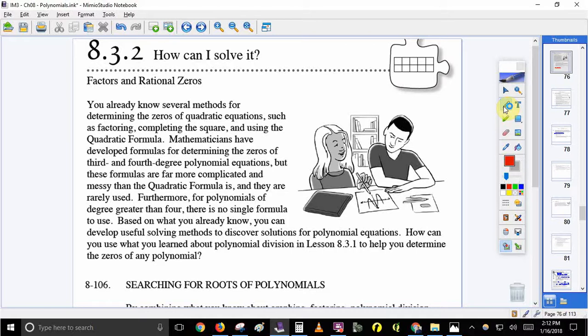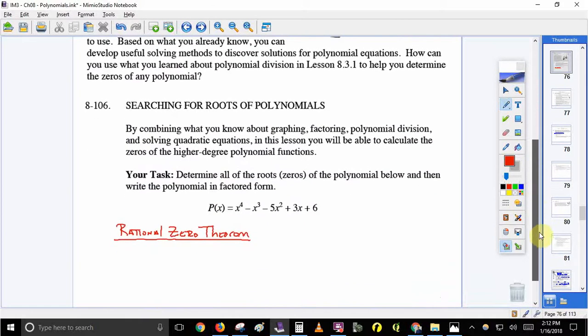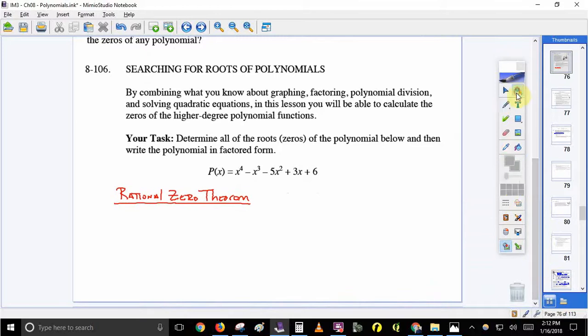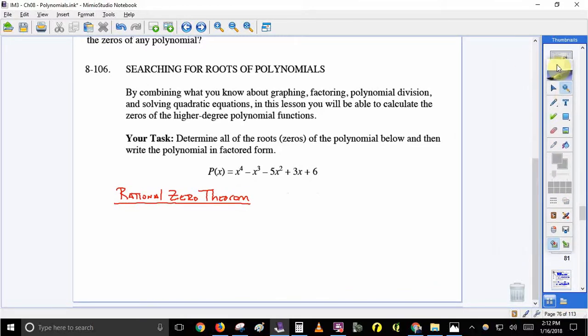But how do we know what C values to try? That's what we're going to be looking at now. And a little bit of warning, this is slightly painful. It will be a long problem, but we're going to get through it, and you're going to get through it. So let's take a look at 8-106 to start off. Your task is to determine all of the roots of the polynomial below and then write the polynomial in factored form.